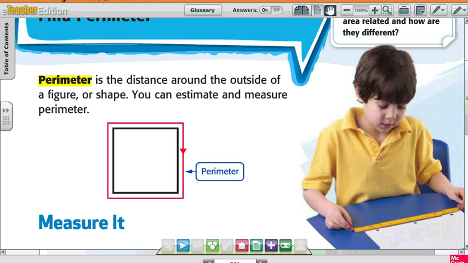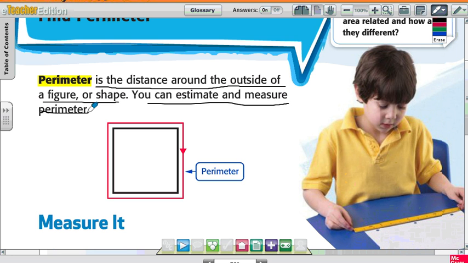Chapter 13, lesson 1. Okay, we're going to talk about perimeter. Perimeter is the distance around the outside of a figure or shape. You can estimate and measure perimeter. So you see the red arrow just going all the way around. That's the perimeter. If I was in my neighborhood and I went around the block, that would be the perimeter, how long it would have taken to go around the block.